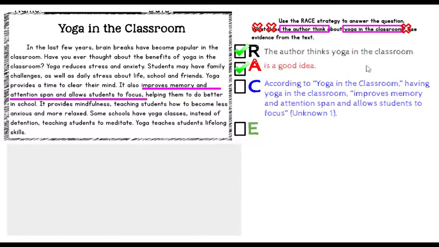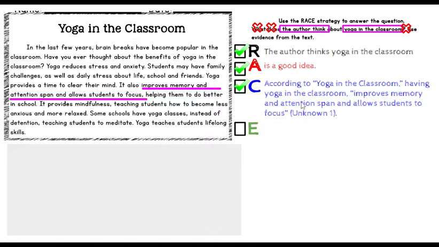First, we got to introduce it. We're just going to go with, according to yoga in the classroom, having yoga in the classroom, that's our introduction. And then here's our quote, improves memory and attention span and allows students to focus. Again, we don't know the author, so we did unknown and space and then one inside the parentheses. The period is after the citation, so we're good there.